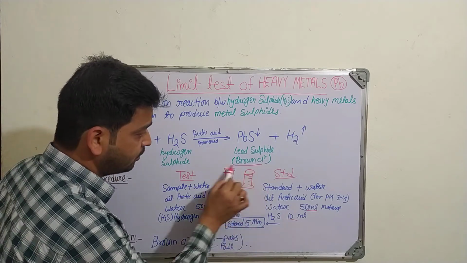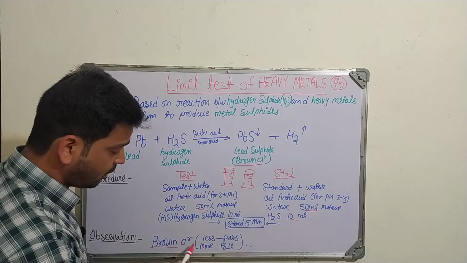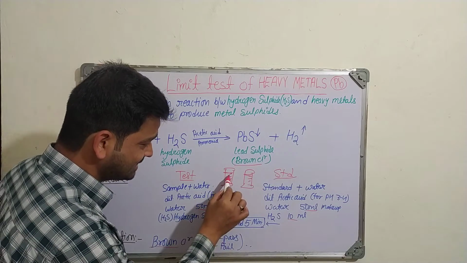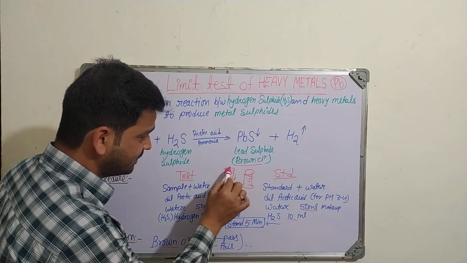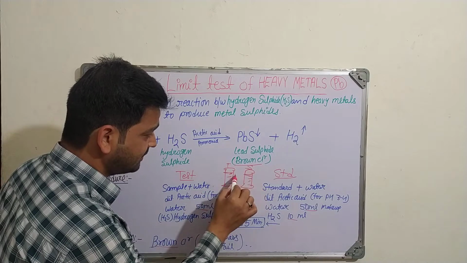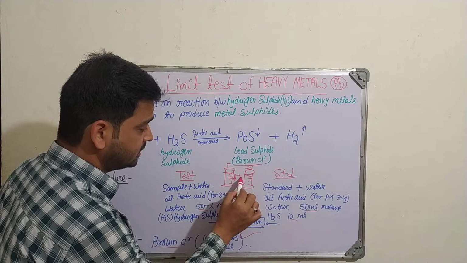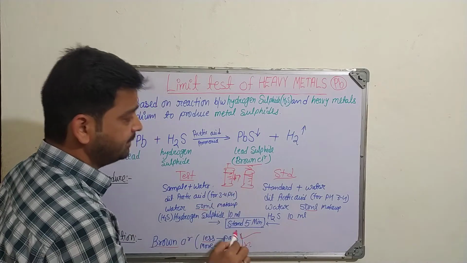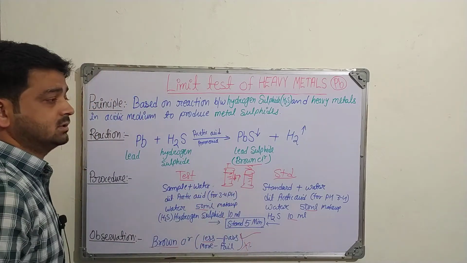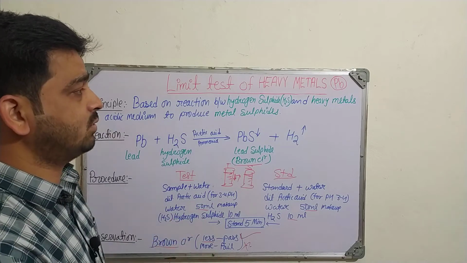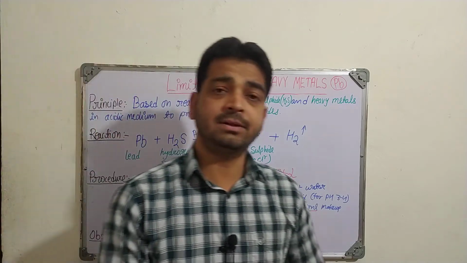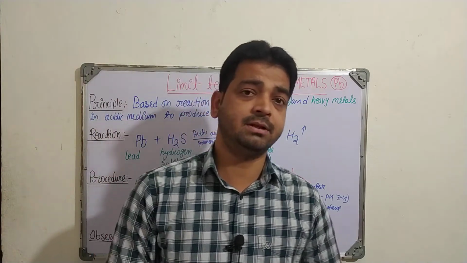As I told you, a brown color is supposed to be there. If this brown color of the test is less than the standard, it passes the limit test. If it is more than the standard, it fails the limit test. This is for the colored substance, and that is what is suggested. Here there is only one method, method B.